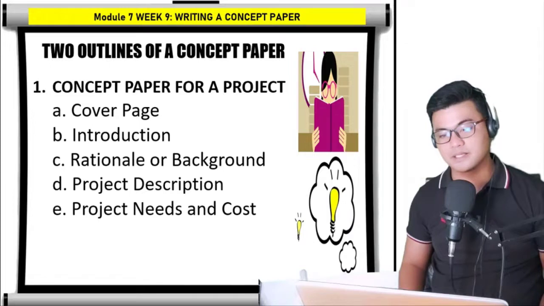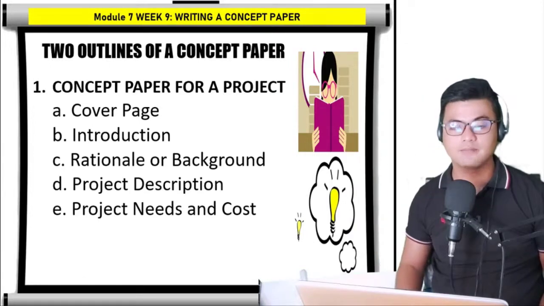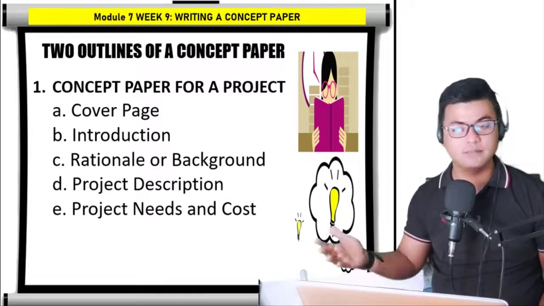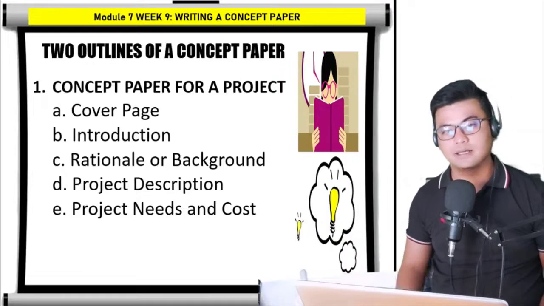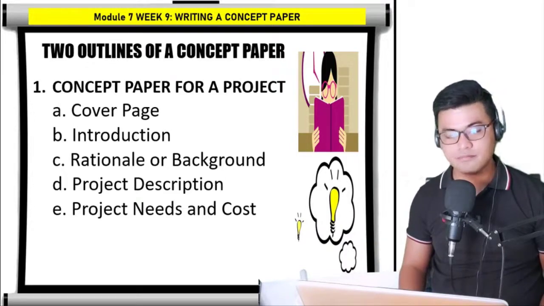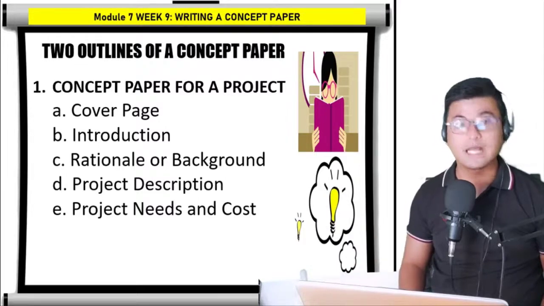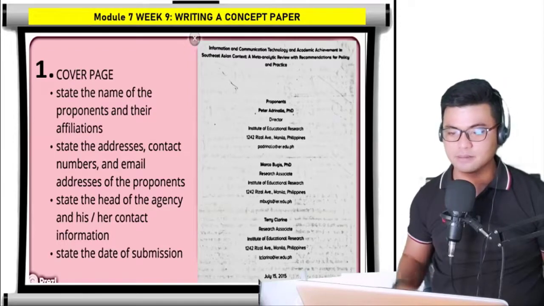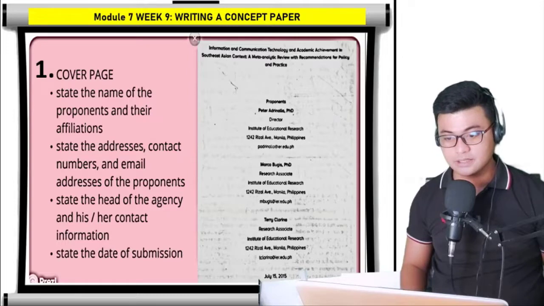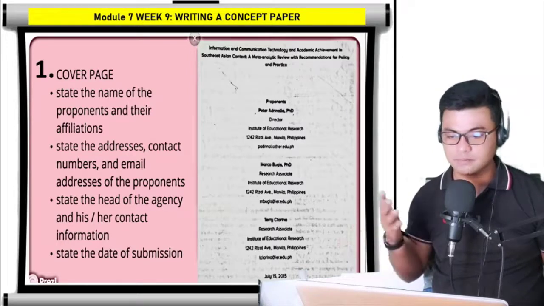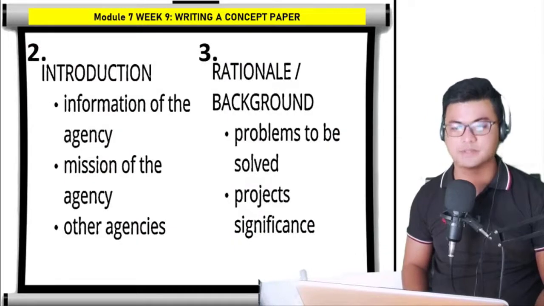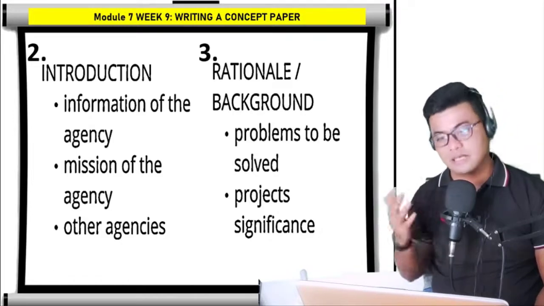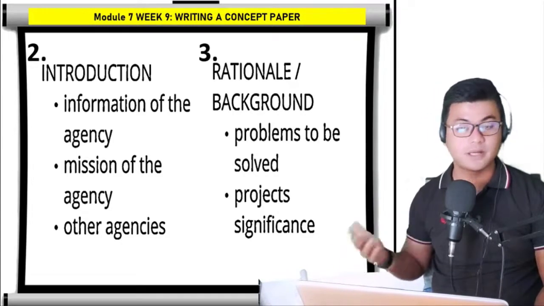Okay? So, syempre, dahil nga project yan, kailangan meron niyang budget. Okay? Saan mo kukunin yung receipts at yung disbursements. Okay? At ano yung outcome, ano yung expected mong income, at ano yung mga possible na pagkakitaan, okay? Or magkano kikitain, okay? So, yeah, for example, that's the cover page: say the name of the proponents and their affiliations, the address, contact numbers, and emails, the head of the agency, contact information, and state the date of submission. So, the introduction is all about the information of the agency, mission of the agency, and other agencies. The rationale or the background, the problems to be solved, and the project's significance.